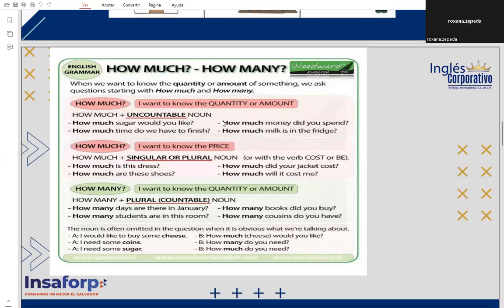Mm-hmm. But look at this. Just give me a second. It will be a square, a pink square. Look at this. Can you see the square? What does it say? How much money did you spend?